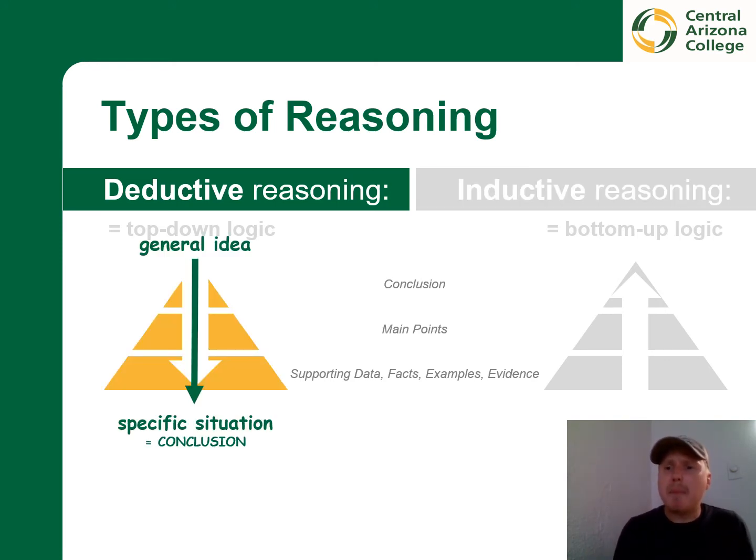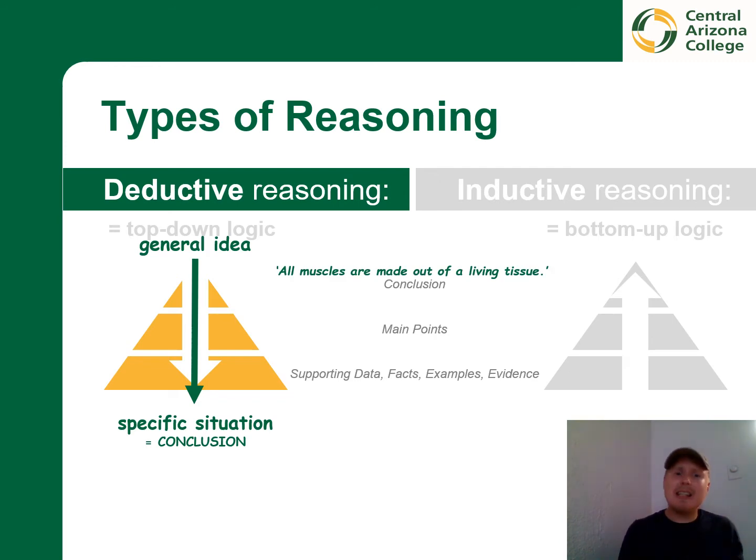So let's start by looking at the deductive reasoning in more detail. Here, an individual starts with a general idea or a few general ideas, often called premises. These general ideas are applied to a specific situation. So in other words, we come to a conclusion regarding a specific situation based on the general theory.